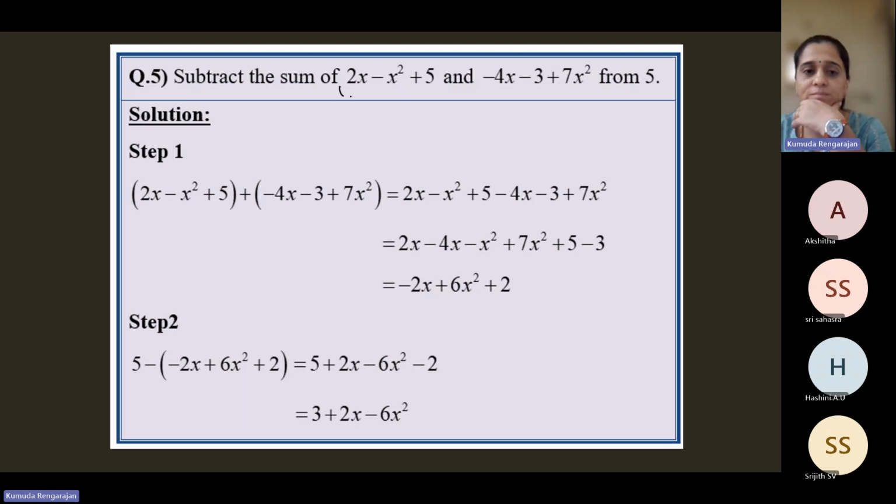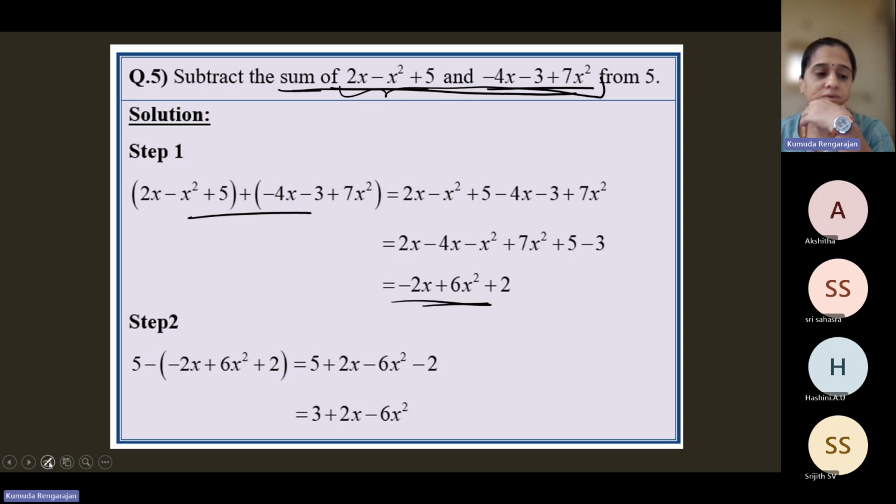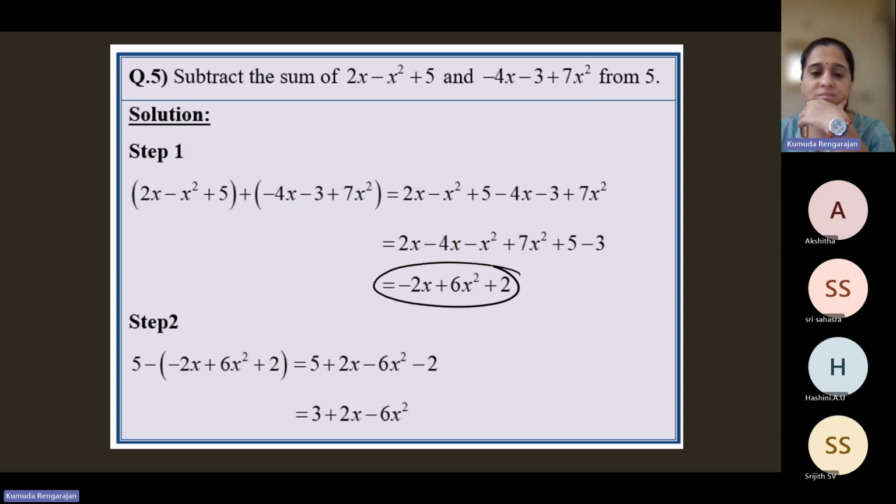I hope all of you understood the question correctly. We need to first find the sum of these two expressions. See here, sum of this and this. So first find the sum of these two expressions, which is this. And now from that answer, subtract this one from 5. From 5, so 5 first. And then this answer. And subtract, so minus sign.